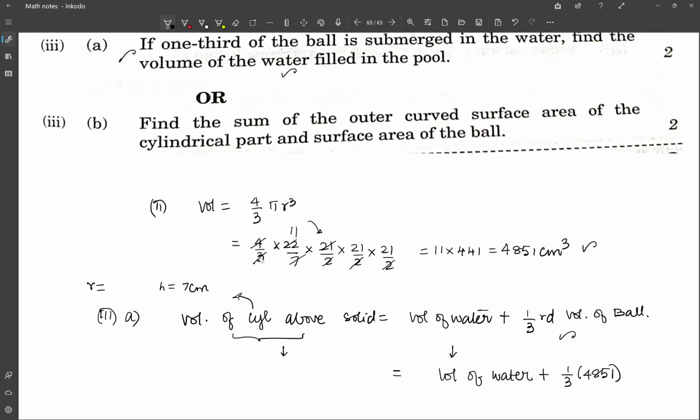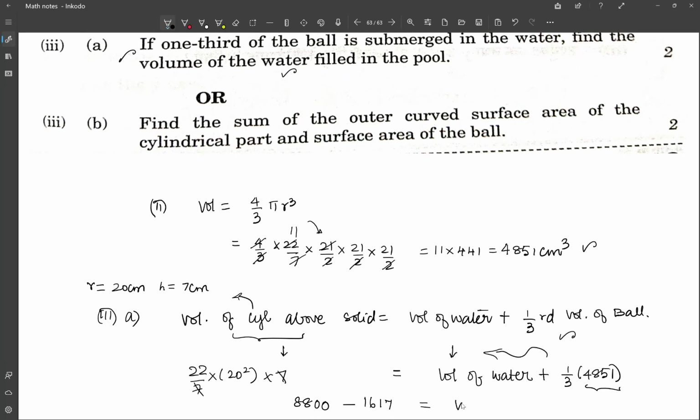So I'm taking the same here. That would be 20 centimeter. The volume of the cylinder above the solid would be pi r square, 20 square into h, so that would be 7 centimeter. To convert pi into 22 by 7, we can cancel 7 and 7. Now if we subtract this, 22 into 20 square, so 22 into 400, that would be 8800, minus one third of 4851, so that would be 1617.